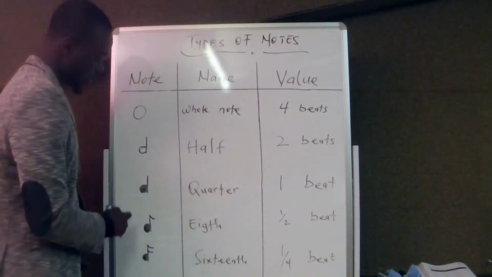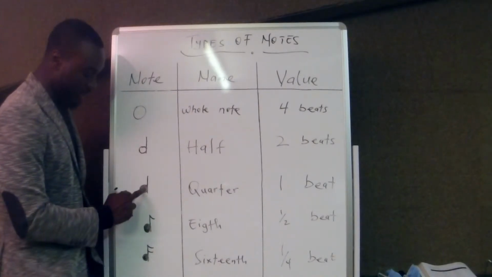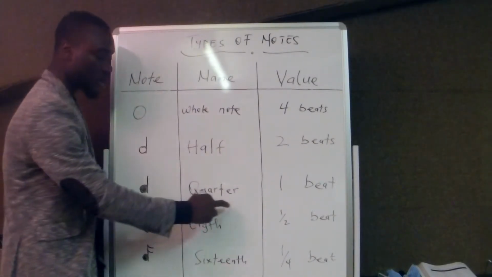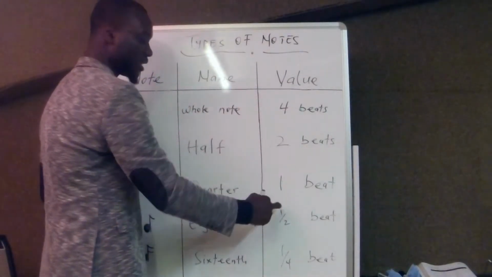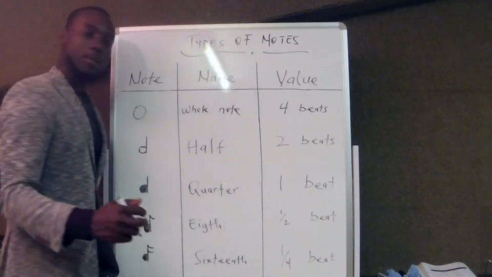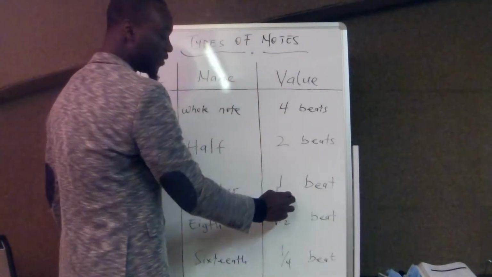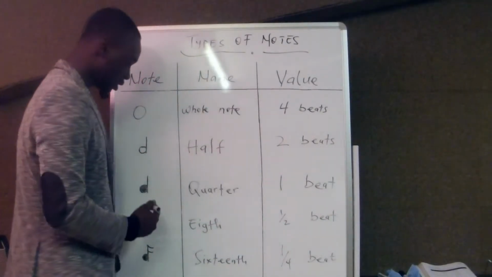Quarter notes. Now, this is a quarter note. It looks like a half note, but it's colored. The little circle is colored black, and it's called a quarter note. The value of this is 1 beat. So in a bar of 4/4, you would have 4 of these. Every beat, you have to play a new quarter note.